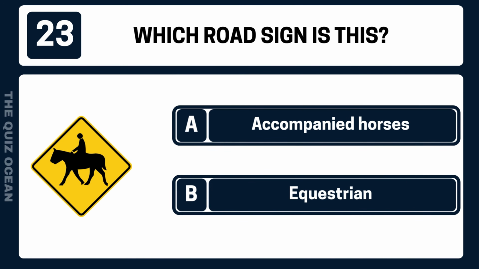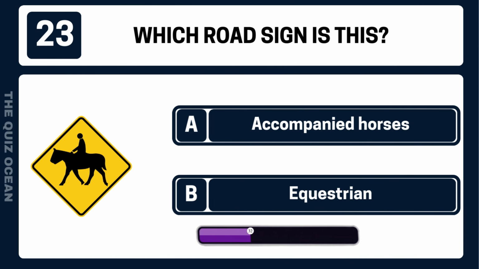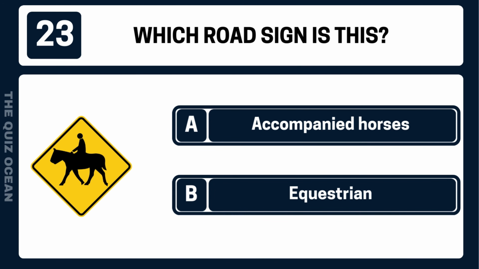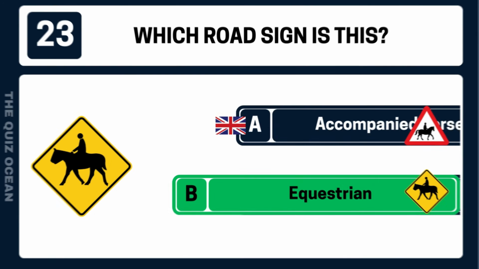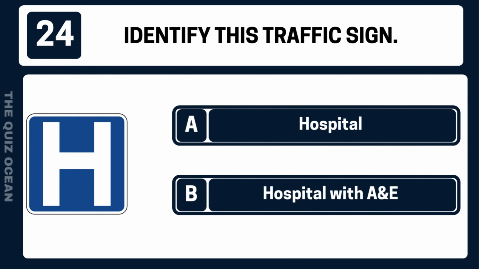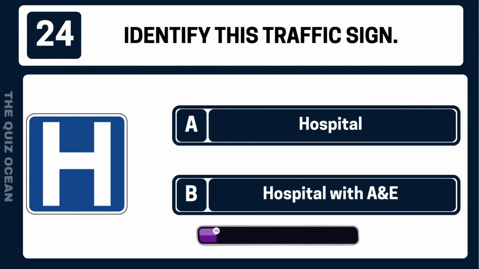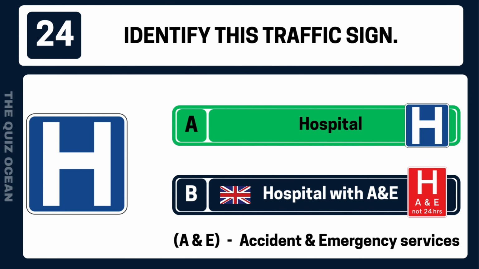Question 23. Which road sign is this? A. Accompanied horses. B. Equestrian. The answer is B. Equestrian. Question 24. Identify this traffic sign. A. Hospital. B. Hospital with A and E. The answer is A. Hospital.